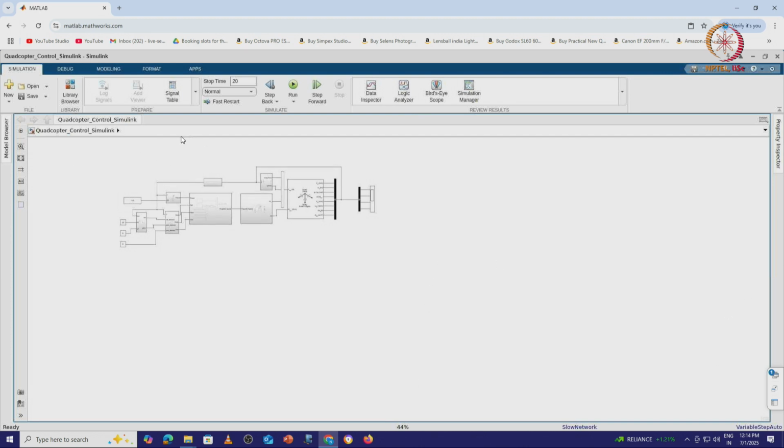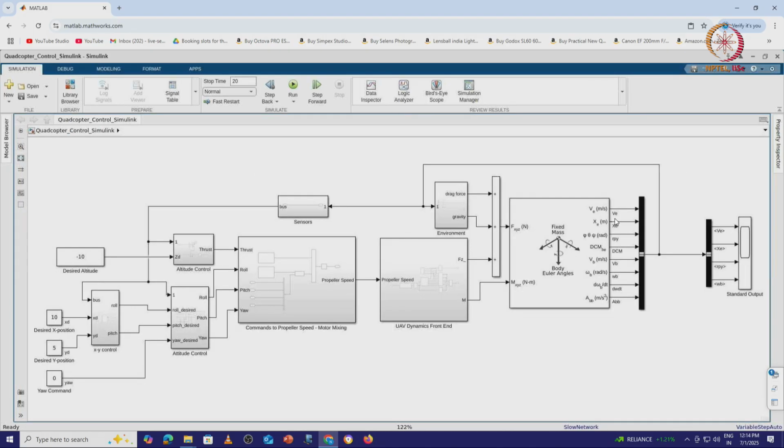Okay, so I have implemented the dynamics. This is my dynamics that I showed you in the previous lecture. This is my display. This is my body axis. I am taking a force and moment, and I can translate this into Euler angles, and I can get my velocity, position, my rates, my attitudes, all that information.